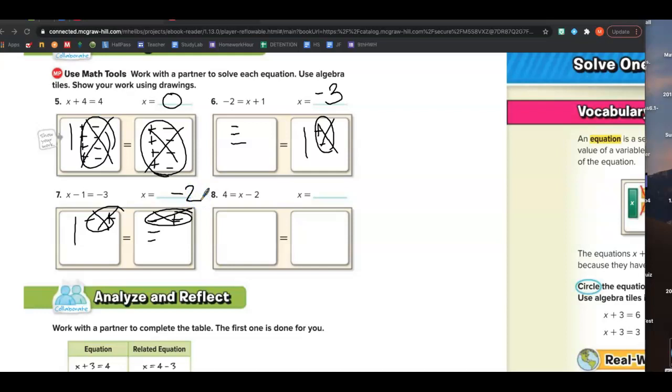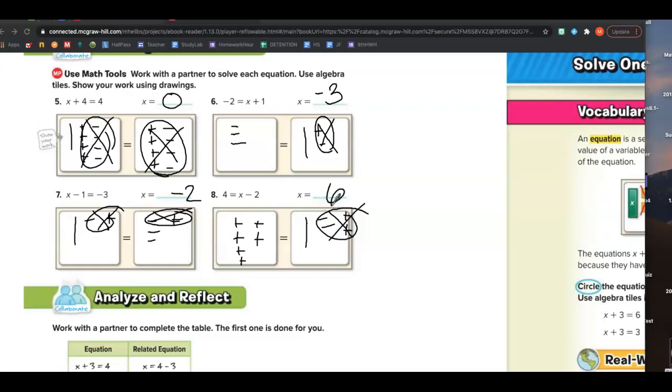And number 8, we have 4 positives equals x minus 2. What's with x? -2. How do I get rid of it? Add 2. What you do to one side, you do to the other. Get rid of your 0 pairs. x equals what? 6.